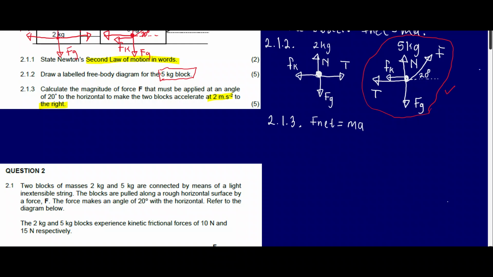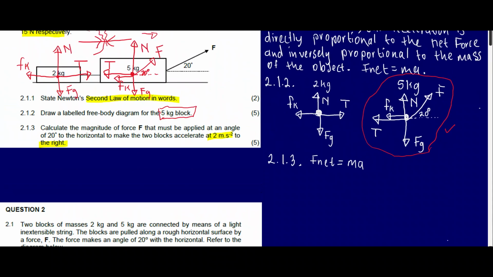If we do F net is equal to ma for the block, what we will see here is that we can even indicate the components for this force. Because it's going at some angle, some of its component is pulling in this direction, which is called Fx, and the other component is pulling up, which is called Fy. So Fx would be F cos, because the angle is adjacent, so you're going to say F cos 20 degrees.